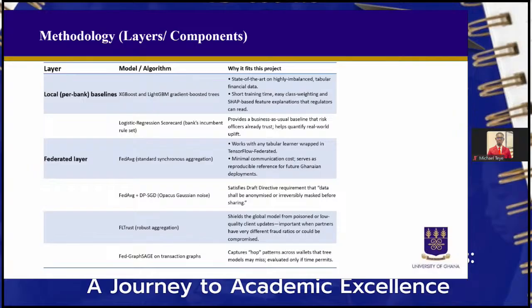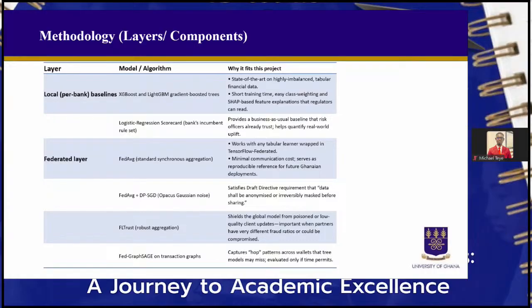With the evaluate banks, then the second layer, which is the aggregation server. Each local bank is going to have either XGBoost or LightGBM gradient boosters. And why this fits in this project is because XGBoost or the LightGBM is state-of-the-art for highly imbalanced tabular financial data. It also requires a short training time, easy class weighting, and SHAP-based feature explanations that regulators can read.